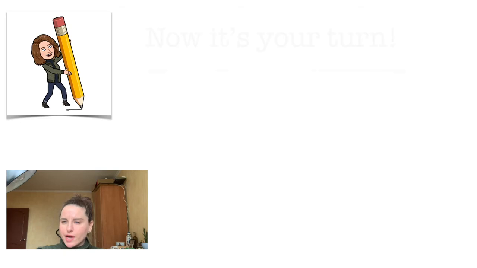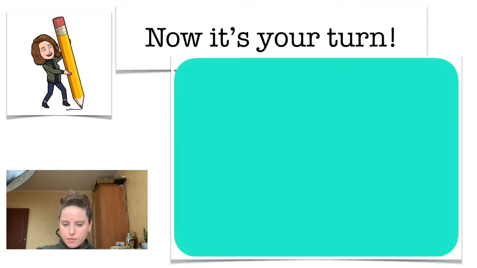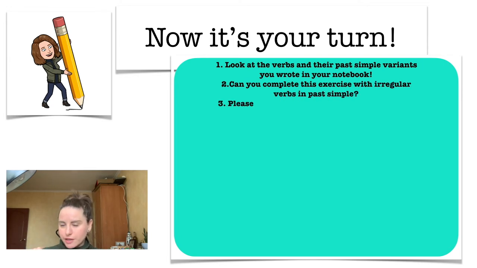Okay, guys, now we're going to do some work using our new irregular verbs. All right, so my first exercise for you, remember, this is part of your work for today, so you must do it in your notebook, photograph it, and send it to me later so I see you did it. So first, look at the verbs and their past simple variants you wrote in your notebook. This table will help you.